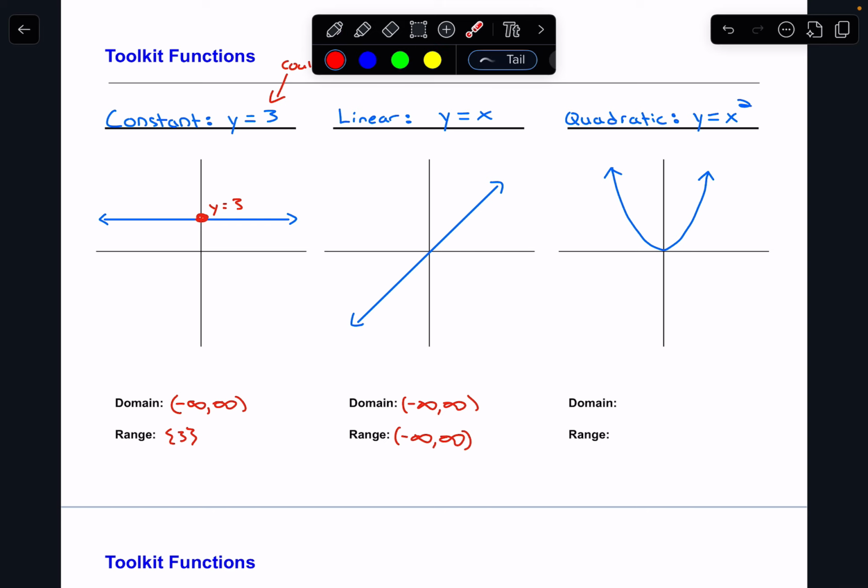This graph goes all the way down and all the way up, and it also goes all the way to the left and all the way to the right. So it uses everything for both x and y values.